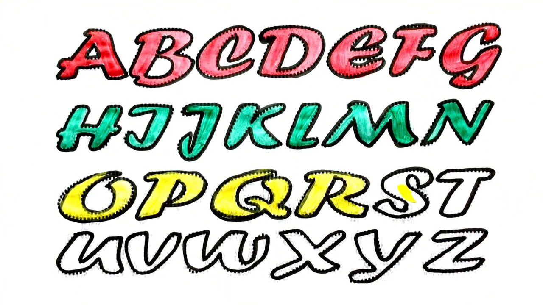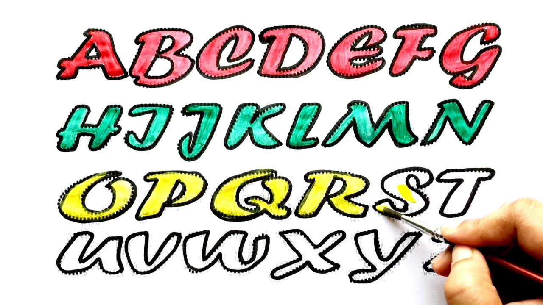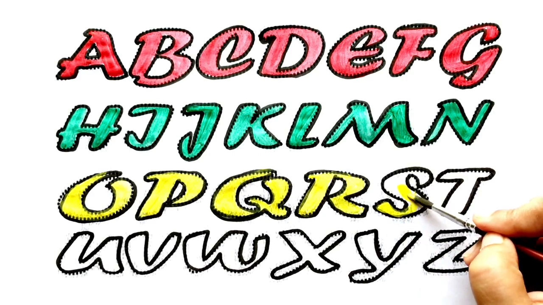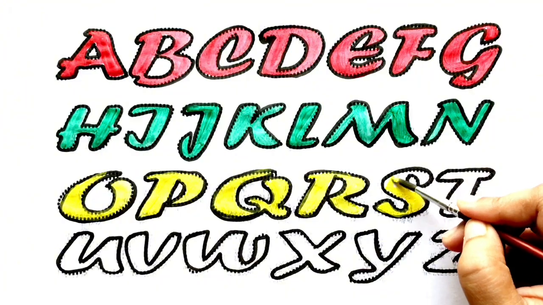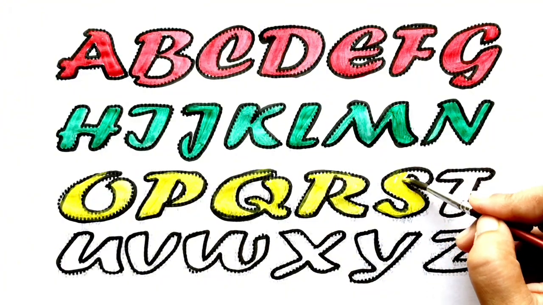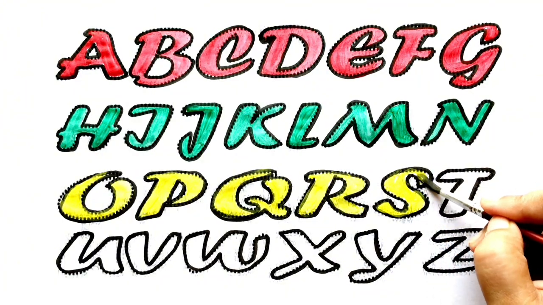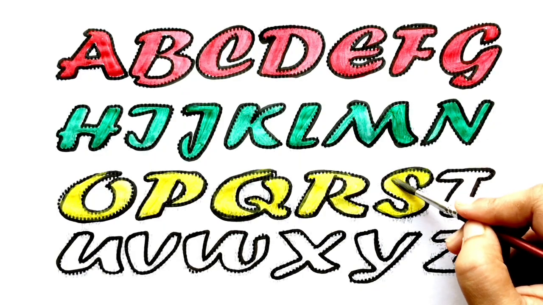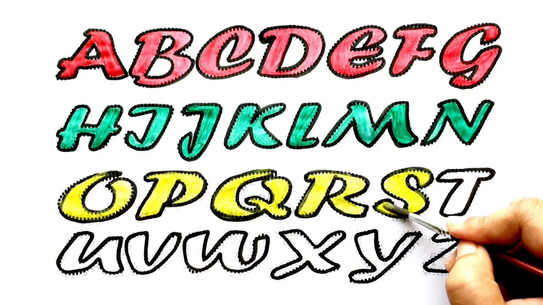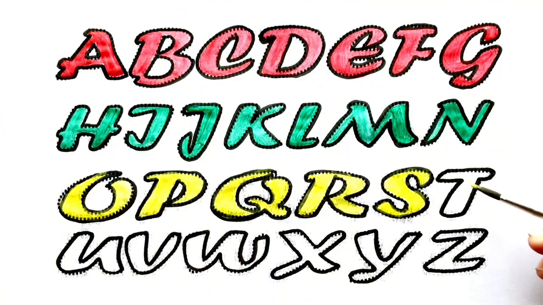S for snow. A, B, C, D, E, F, G, H, I, J, K, L, M, N, O, P, Q, R, S, T, U, V, W, X, Y, and Z. Now I know my ABCs. T for train. Next time, won't you sing with me?